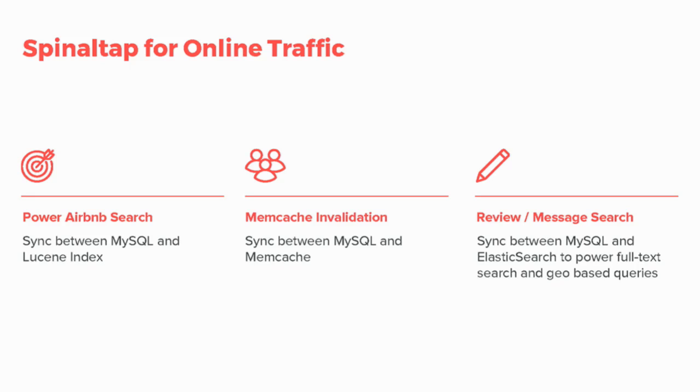And also, we have a lot of use cases internally using Elasticsearch. We're using Elasticsearch for geo-based queries or full-text search queries. In this case, we're using Spinaltap to ensure the eventual consistency between MySQL and Elasticsearch. And of course, we use it for memcache invalidations. In this case, we had a lot of different caching strategies. We do cache invalidations or we do write-through caches.